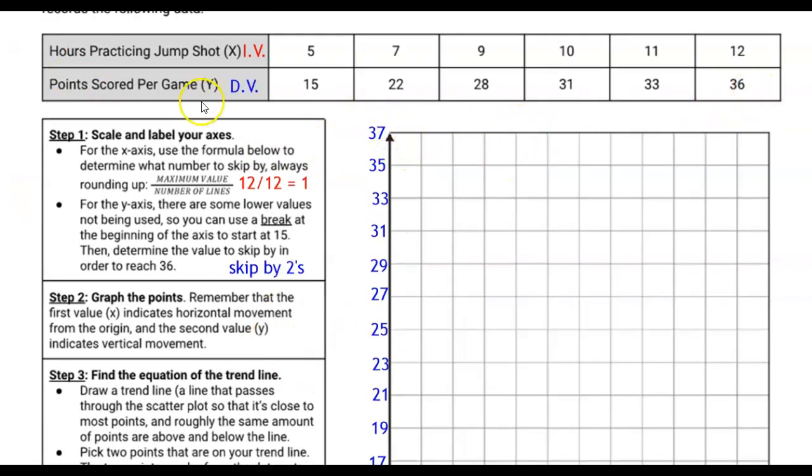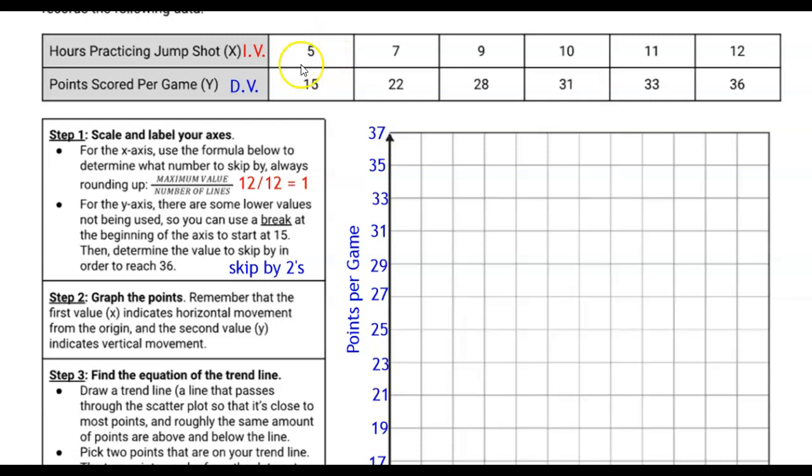Okie doke. And of course, the points per game is the variable represented by the y-axis, so we are going to write that here. We, of course, need to scale and also label our axes. Perfect. Okay, so now step 2 is to graph the points.